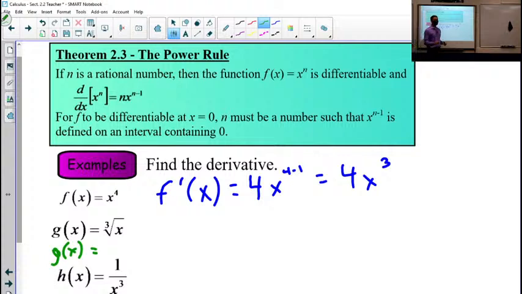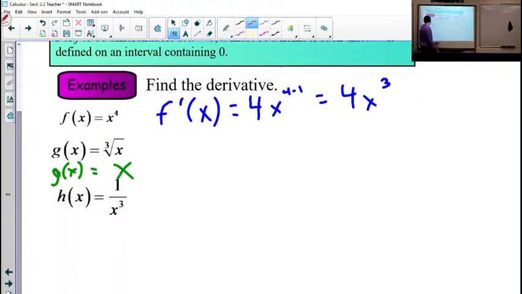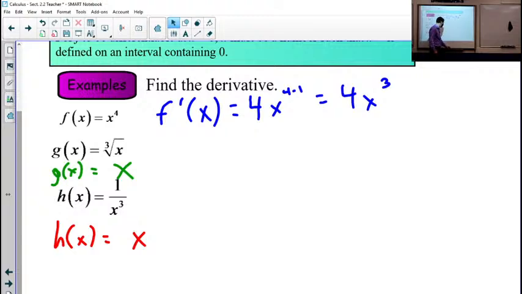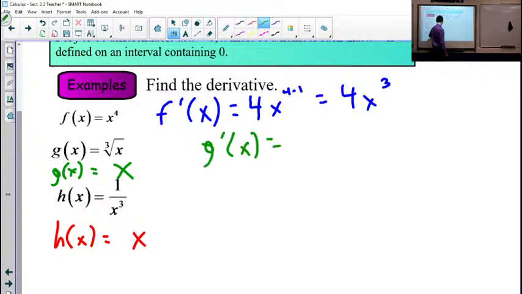And anything that you can rewrite as x to some exponent can be done using this power rule. And so each of these we can write as x to some power. So think about what power we can take these to. And then use that to get the derivative. H prime.